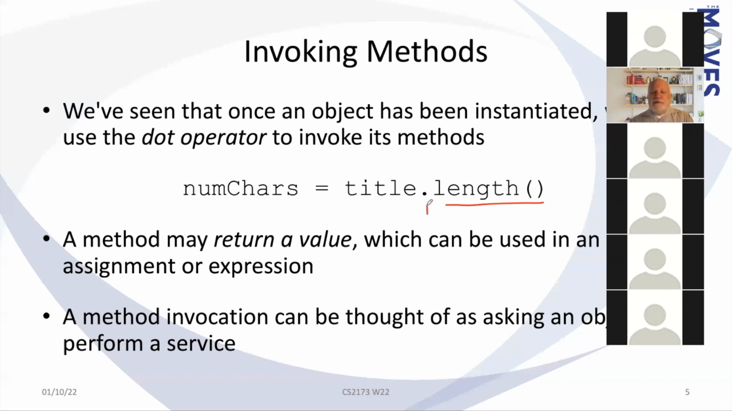So the syntax is we use this dot notation. We have an object, then dot, then the method. That is always how we do things when it comes to instance methods. There's another type of method called class methods or static methods, but for right now we'll not worry about that. Every method may return a value which can be used in an assignment, or if it returns void, then it can't. We can think of it as asking the object to perform a service. Another way to think of it is as a behavior.